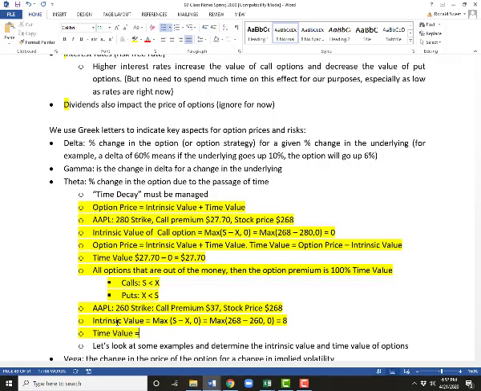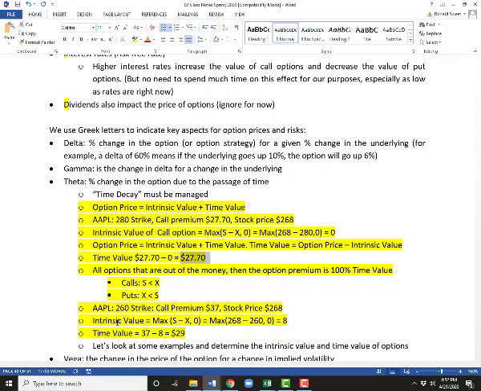Well, the time value is going to equal the option price, which we said was 37, minus the intrinsic value, and that's going to give us 29. So the time value for this particular security is $29. It's not that far away from the time value of the one that's out of the money.